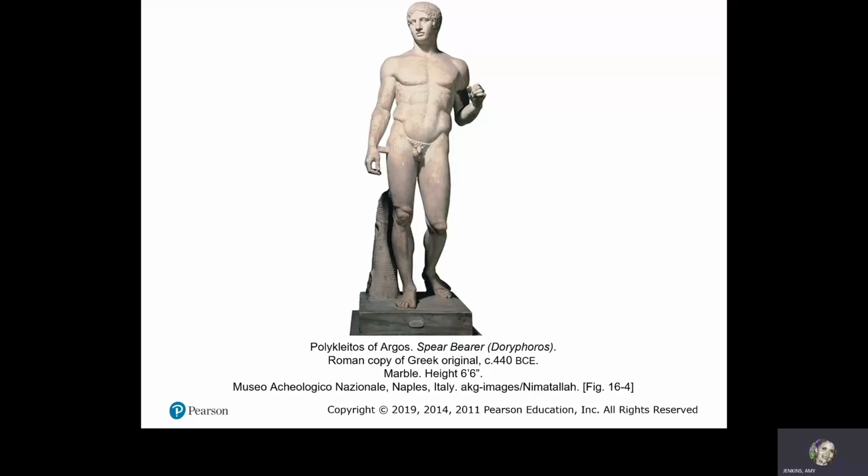Polykleitos of Argos, Spear Bearer, Doryphoros. It is a Roman copy of the Greek original, circa 440 BCE, made of marble, height 6 feet 6 inches.